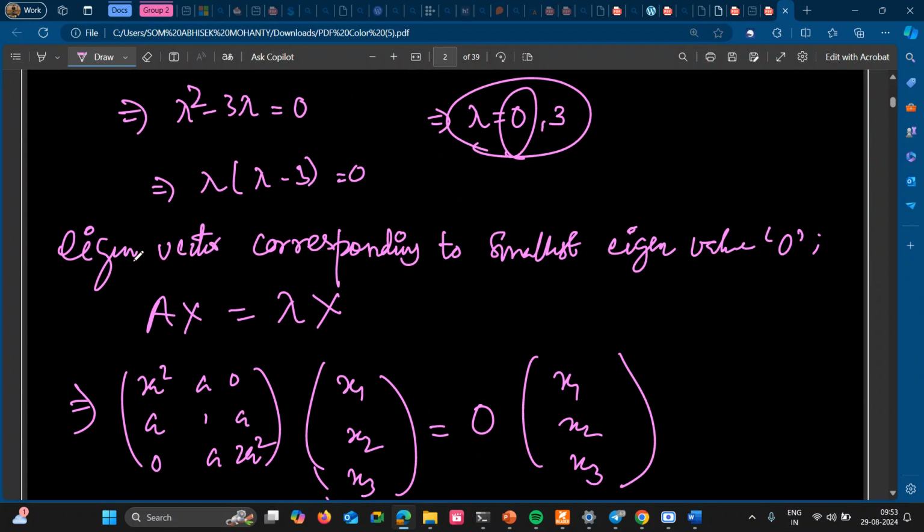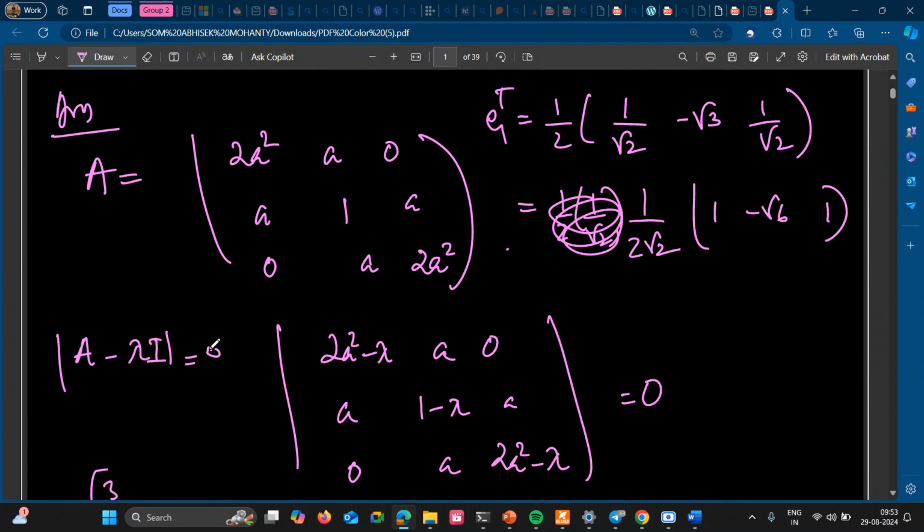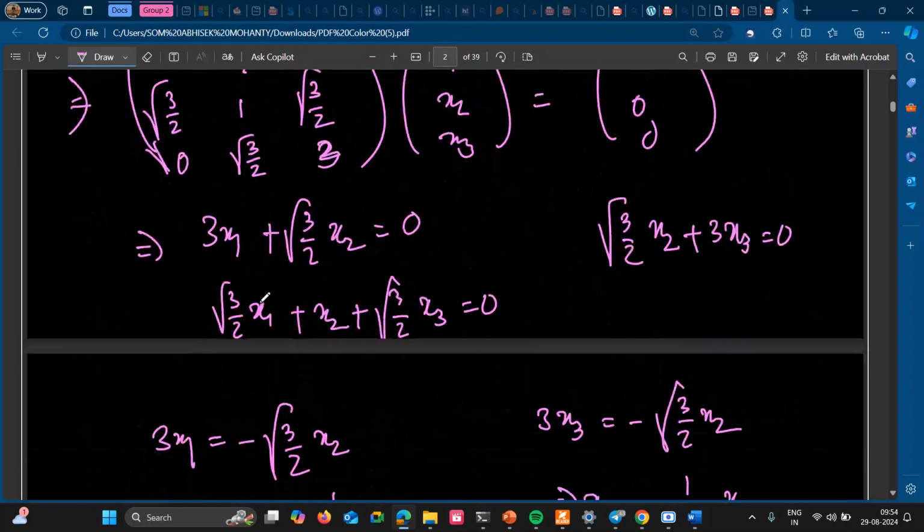Eigenvector questions are coming a lot, and they won't be easy. Like, it's easy, but a bit lengthy. So you have to be patient. You have to get your basics right, otherwise you will make mistakes. Next question, question number 3.